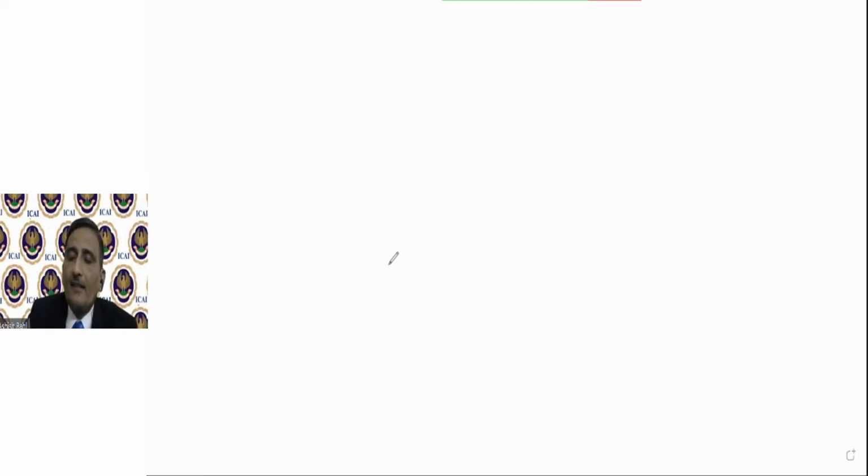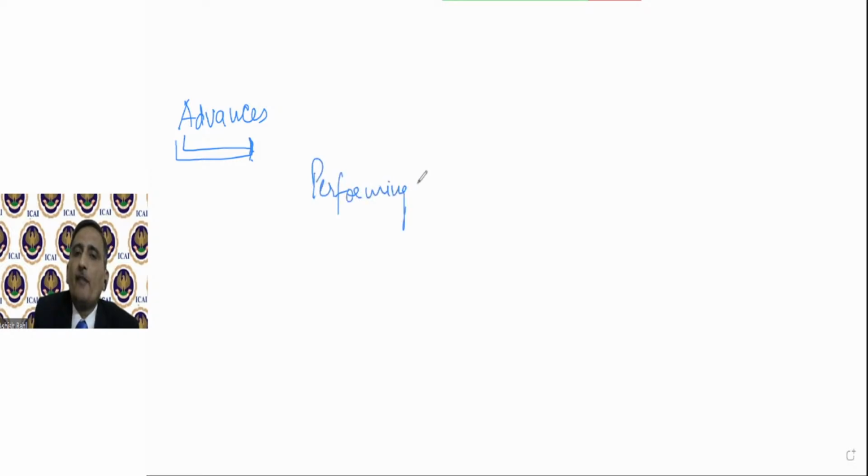Now, as far as advances are concerned, students, we come to a very important distinction: what do we mean by performing assets and non-performing assets.